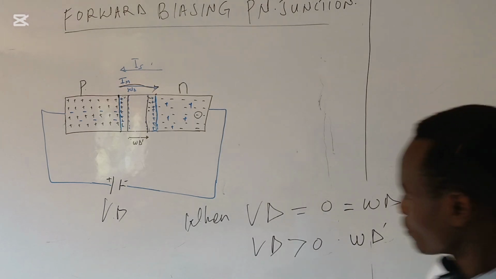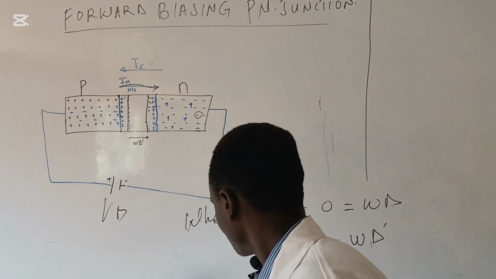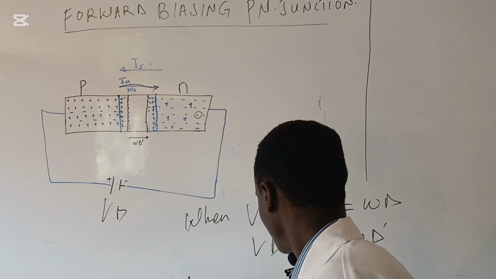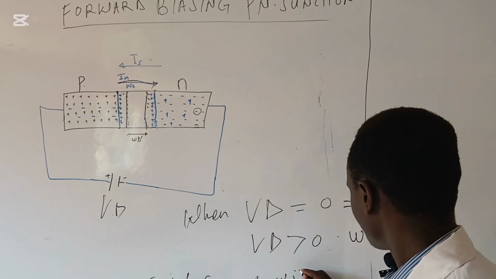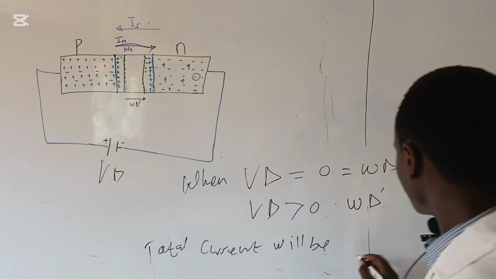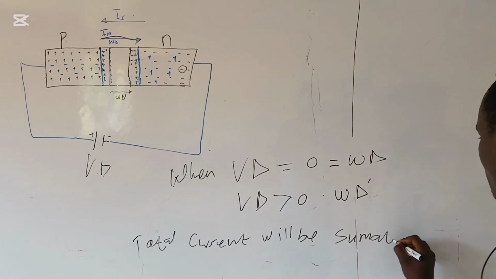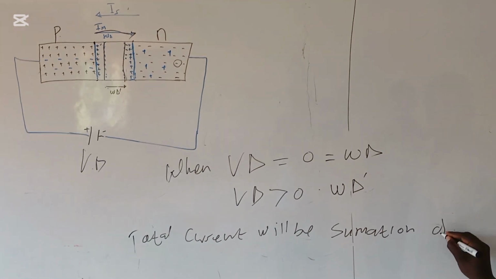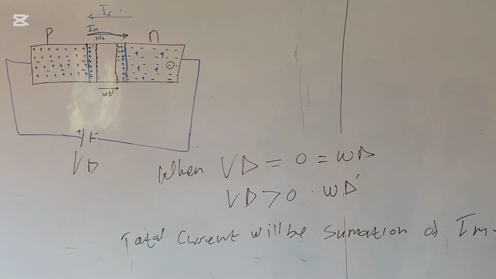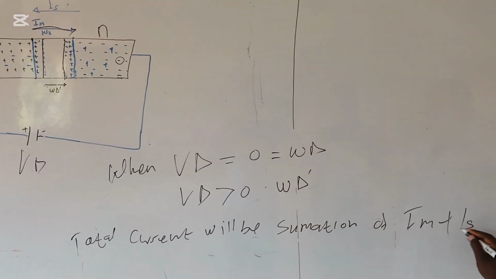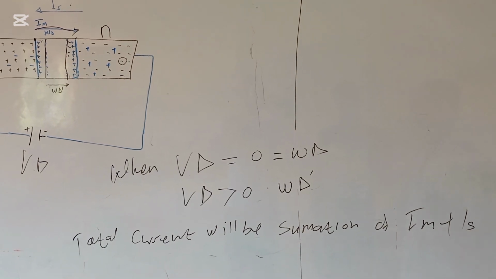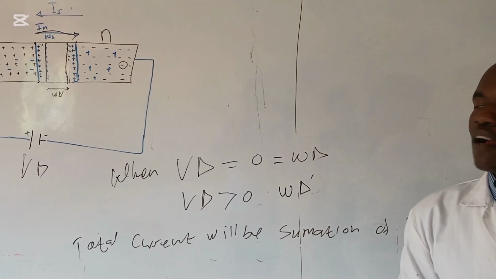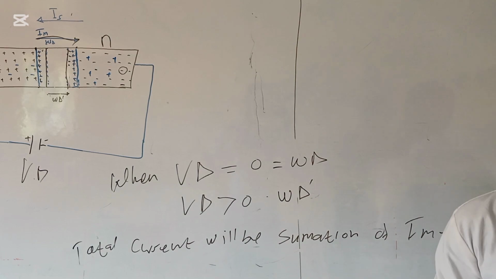Now we say that the total current due to the p-n junction will be the summation of I majority plus I saturation. I saturation is due to the current of the minority charge carriers.